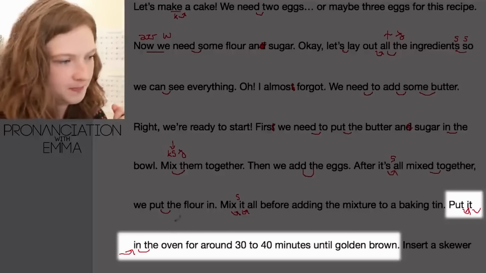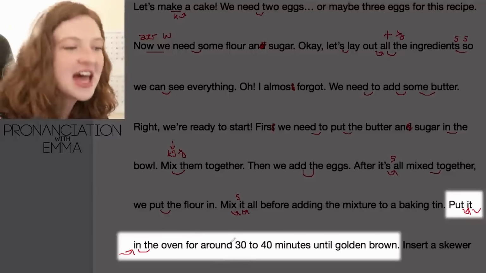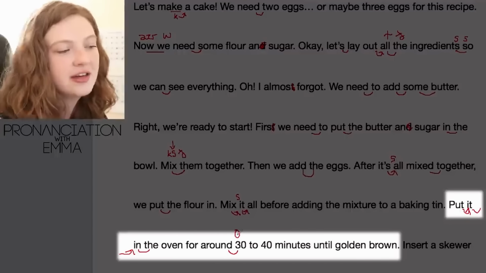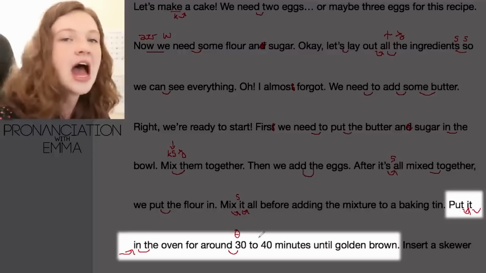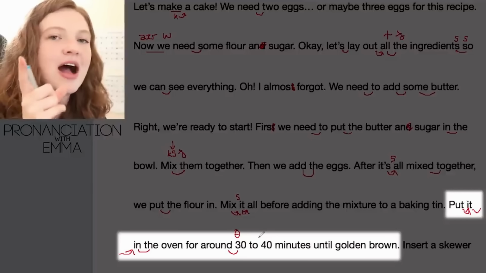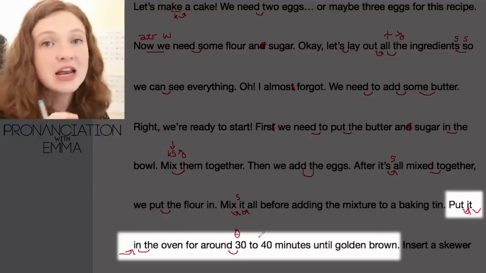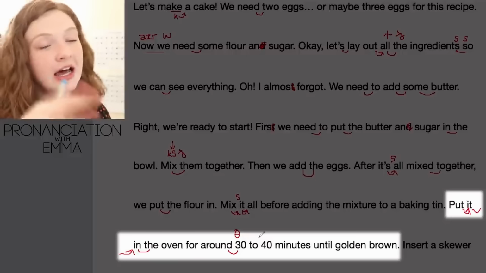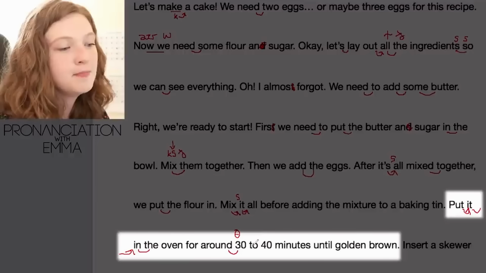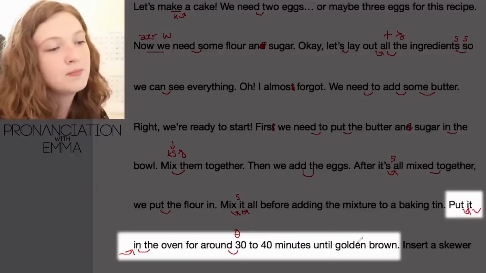Put it in the oven for around 30. So here, 30 starts with a voiceless th. Around 30. I don't release the d. I hold it and I just pronounce the th. 30 to 40 minutes until golden brown.